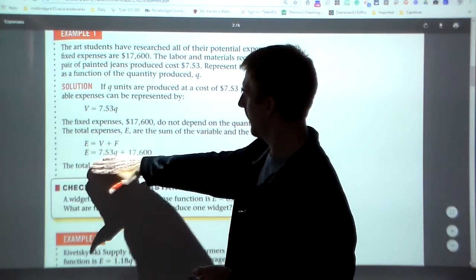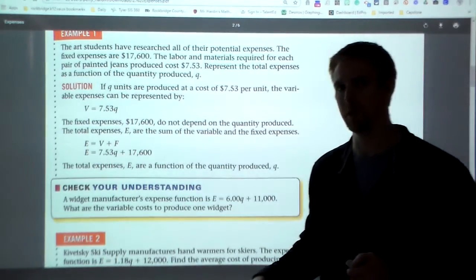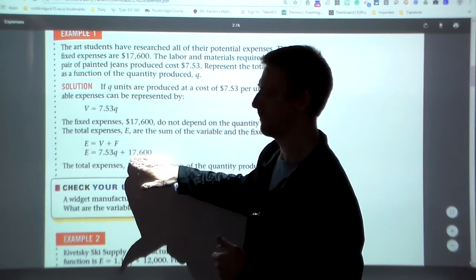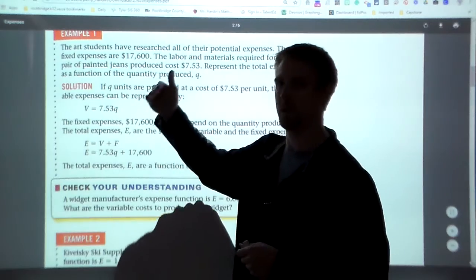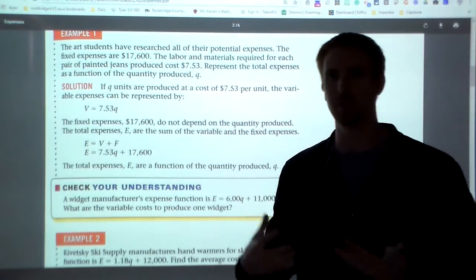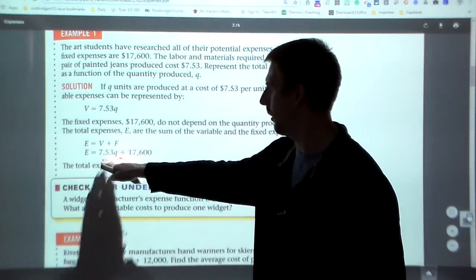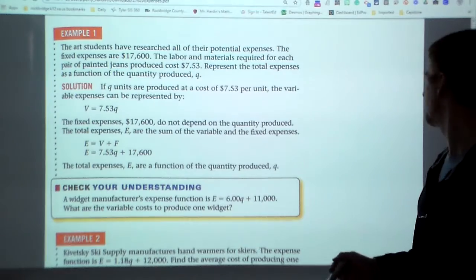Put it together, and that's your expense equation. 7.53Q plus 17,600. This won't change. I'm going to pay this amount no matter what. And the more jeans I make, the more my expenses go up because I've got to buy the materials to do that. So think about y-intercept and slope. That's exactly what we're going to see here in a minute when we graph this.